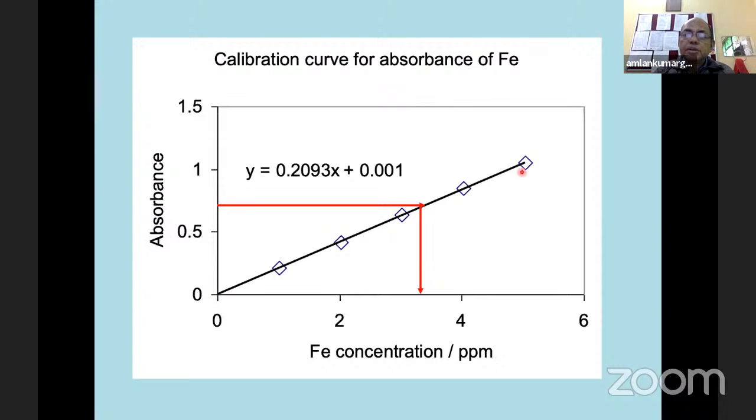And this straight line curve can be depicted using an equation. For any unknown value, the absorbance that you get over here can be traced back to this point, and it can be fitted into this equation. So from the absorbance, we can get the concentration of the unknown solution. So we know the absorbance, we can get the concentration. We can just simply put it in this equation and you can get the concentration.